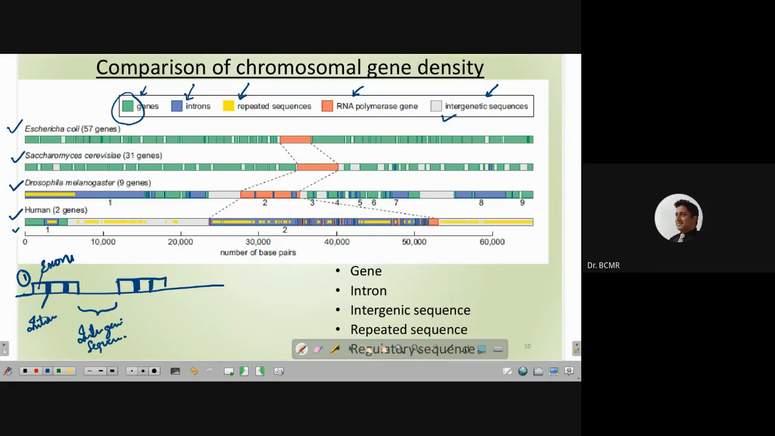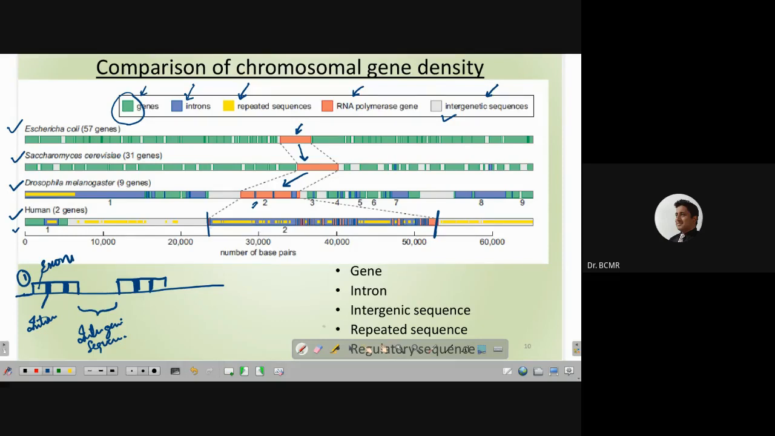Compare the size of the RNA polymerase gene alone. In bacteria, prokaryotes do not have introns in their genes. Saccharomyces also doesn't have, or has very few. So the size of the RNA polymerase gene has increased a little bit. And when it comes to Drosophila, it has much more, and that is because of the introns. Look at the size of the RNA polymerase gene that starts here and ends here, and it is split into several exons.